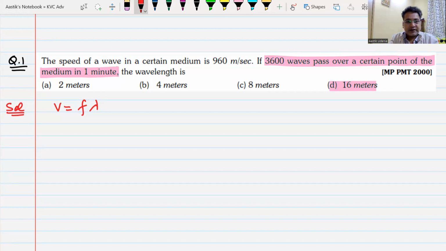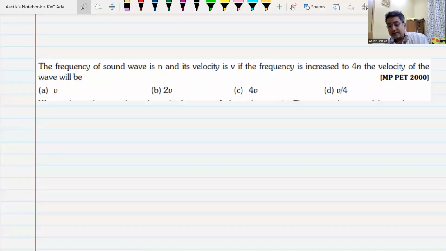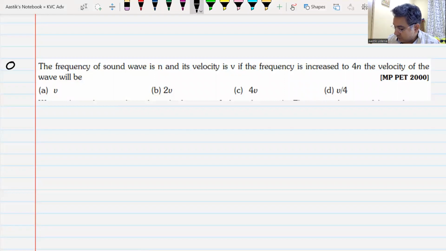Okay. Here comes the next one. We have to just understand the wave equation. The more the number of questions we do, the better we will be able to understand the wave equation. The frequency of a sound wave is f or n, and its velocity is v. If the frequency is increased to 4 times of n, what is the velocity of the wave?